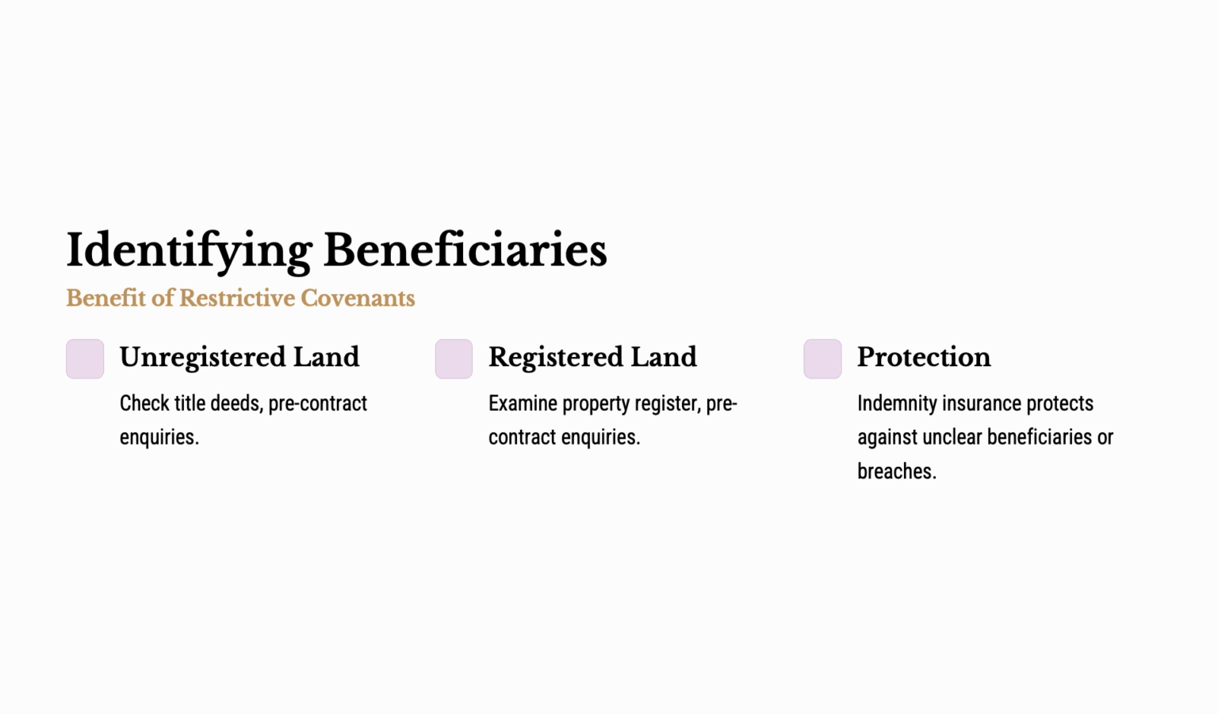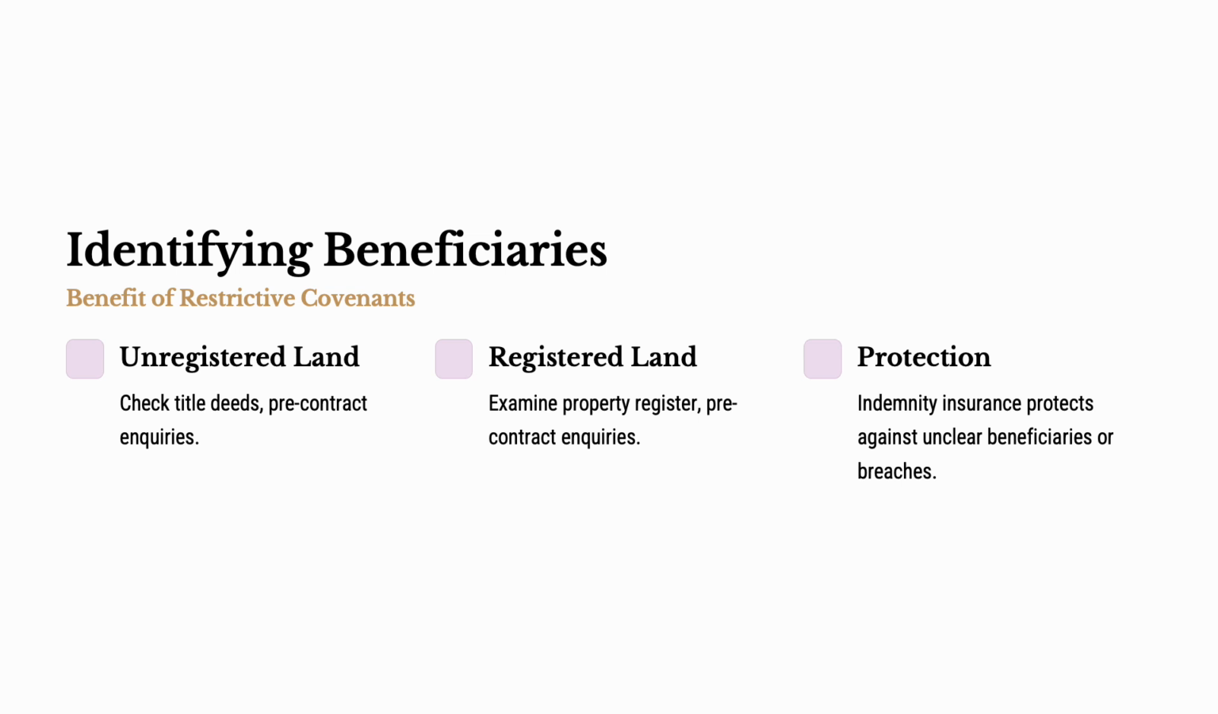In registered land, the position should be clearer. You examine the property register of the potential dominant land to see whether the benefit is noted. But entries are not always complete or accurate, particularly for older covenants that predate registration. So, pre-contract inquiries are essential in both systems. The buyer should ask the seller whether any covenants benefit the seller's land, whether any covenants burden the property being sold, and whether the seller knows of any breaches.